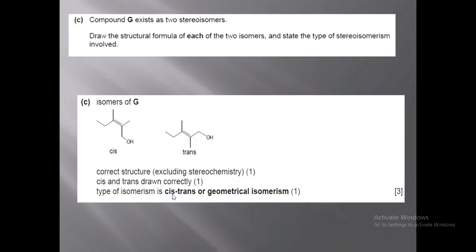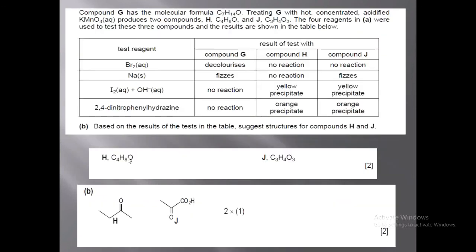Now in the C part, he was asking: compound G exists as two isomers, draw the structural formula of each of the two isomers and state the type of stereoisomerism involved. So C gives two isomers. As we can see, the G compound's molecular formula was C7H14O. It gave a reaction with bromine. It contains a carbon-carbon double bond. So this compound should give geometric isomerism, while it also contains an OH group.